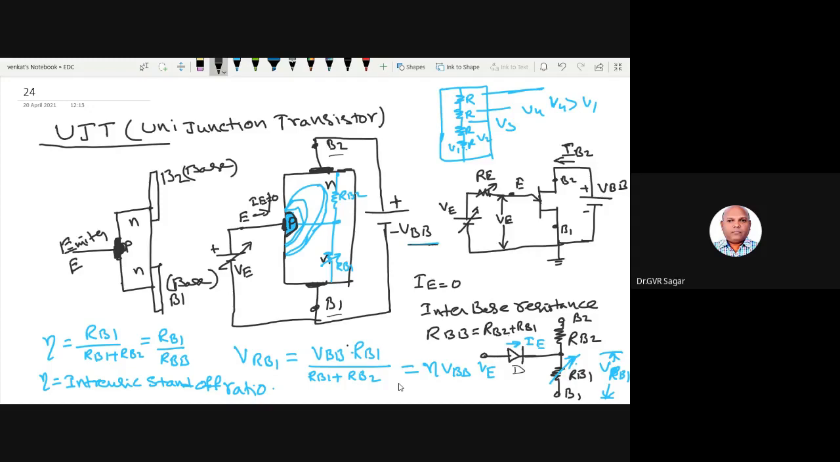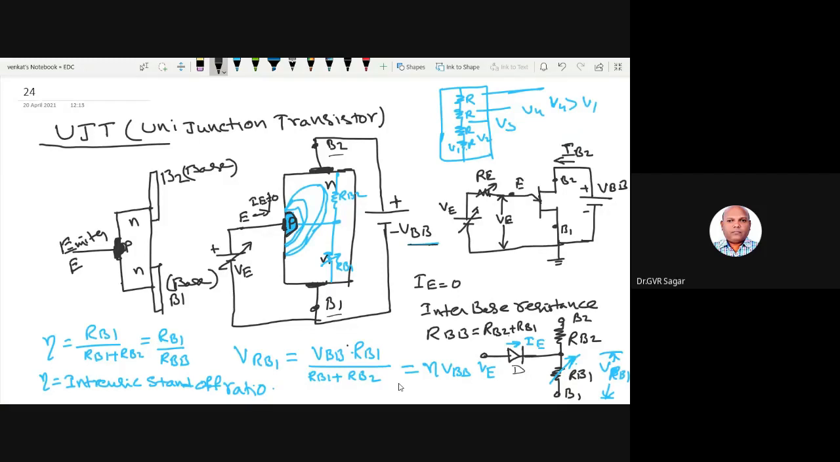And the total resistance with I equal to 0: if there is no emitter current, the entire resistance is called the inter-base resistance, RBB, the resistance base to base. RBB is equal to RB1 plus RB2. This is the equivalent circuit, and the intrinsic resistance, the inter-base resistance, is RB2 plus RB1.